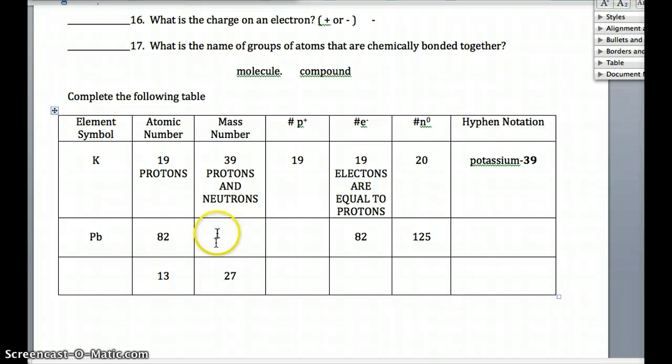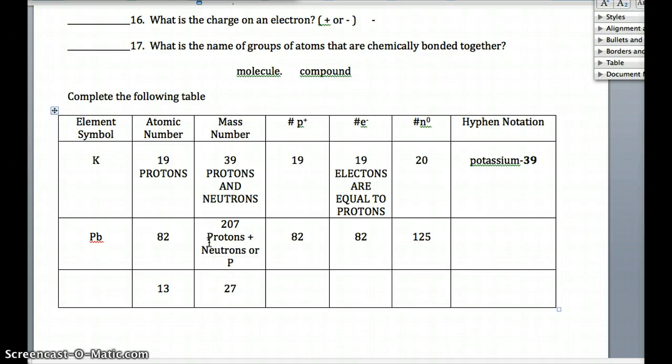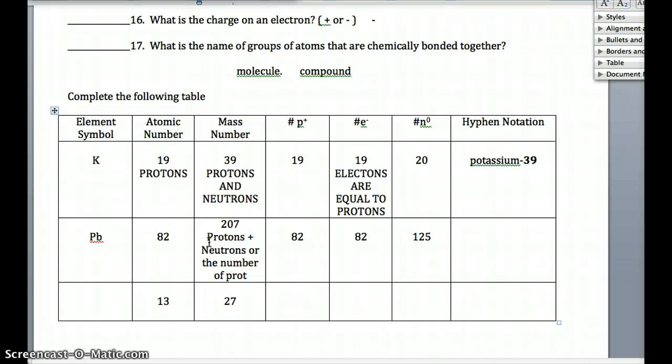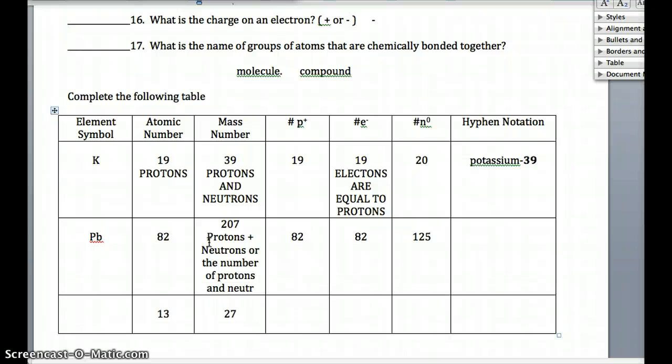The mass number is going to be 207. The mass number came from adding the protons, which we said was 82. That is, the atomic number is the number of protons, so there are 82 protons. 82 added to 125 is 207, or the mass number is protons plus neutrons, or I said it earlier as the number of protons and neutrons. I'm spelling it out for you.